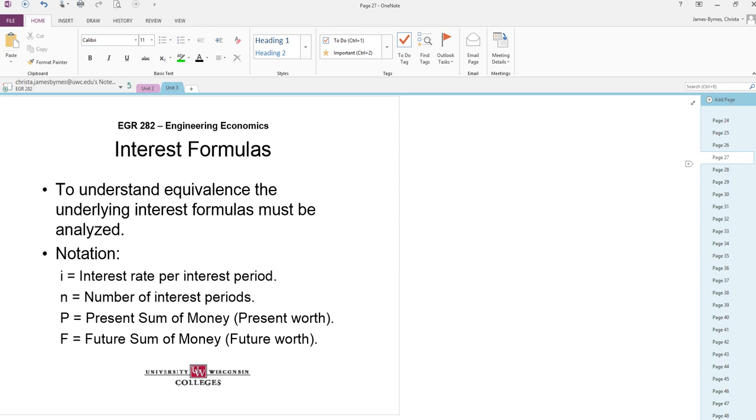Little i is the interest rate per interest period. N is the number of interest periods. P is the present sum of money. For right now, we're going to say that that is time equal to 0. That will change in the future, but for today, time is equal to 0. And F is the future sum of money.